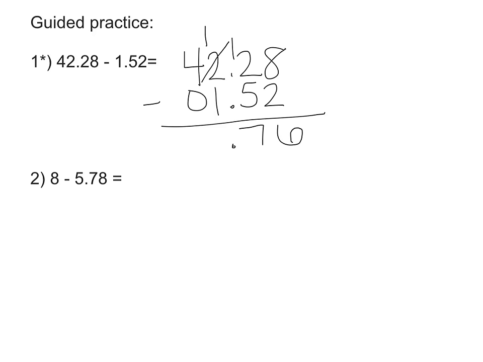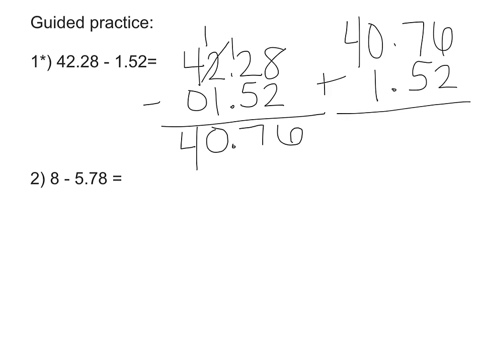Oops, I forgot to put my decimal point. Make sure you do that first. Then 1 minus 1 is 0, and 4 minus 0 is 4. So my answer is 40 and 76 hundredths. To check that, I would do 40 and 76 hundredths plus 1 and 52 hundredths. 6 plus 2 is 8. 7 plus 5 is 12. 1 plus 1 is 2. And 4 plus 0 is 4. And my decimal point. So I have 42 and 28 hundredths, which is my inverse operation.